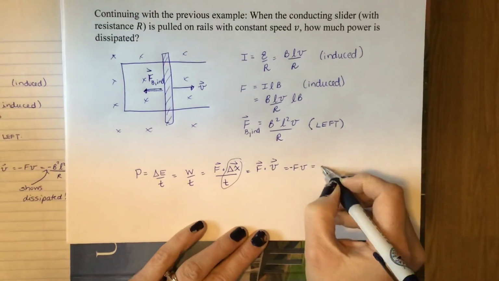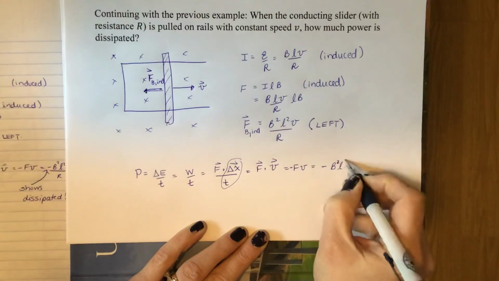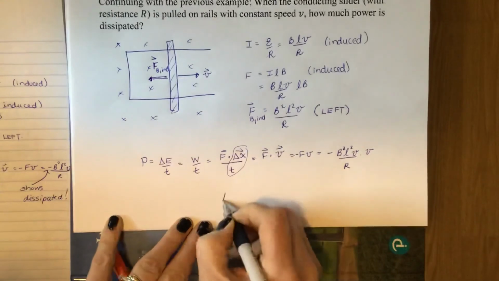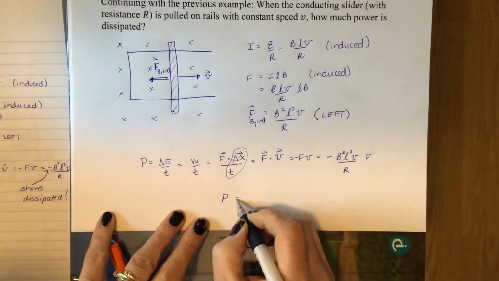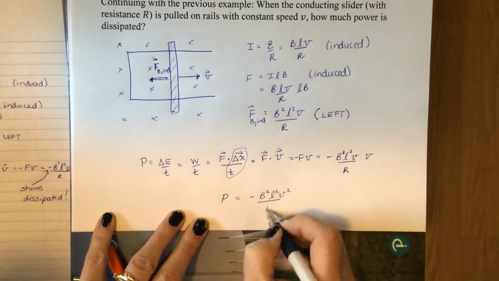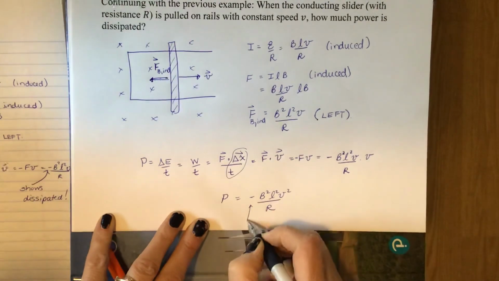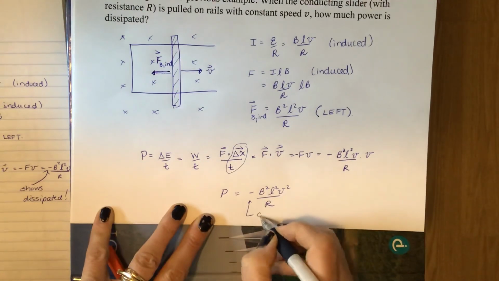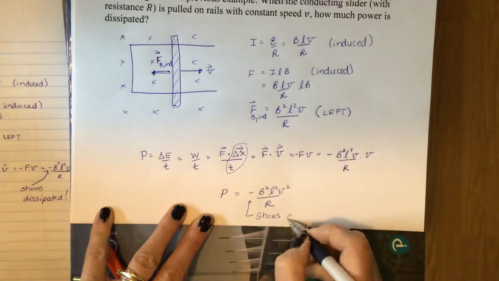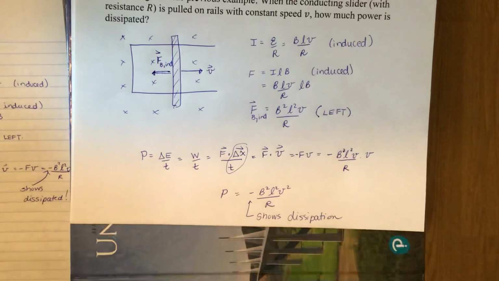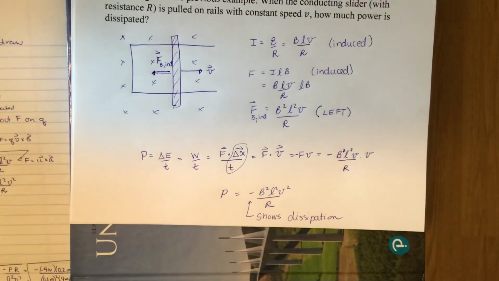Let's put in what our force is. So the power associated with this motion is minus B squared L squared V squared over R, where the negative sign shows that the power is negative, or that energy is being dissipated. Okay, now the next thing we'll do, and we'll go on to a new video for the next one, is we'll do an example with some numbers.